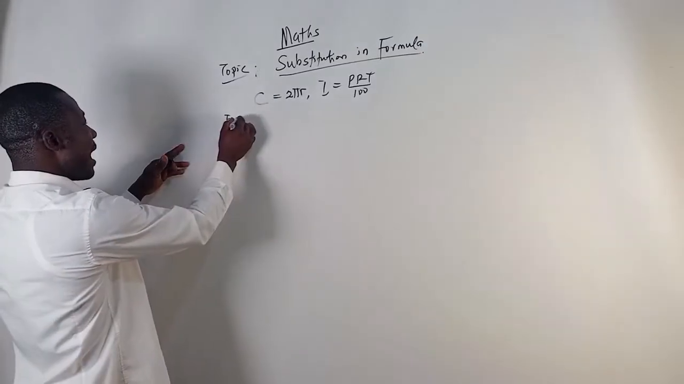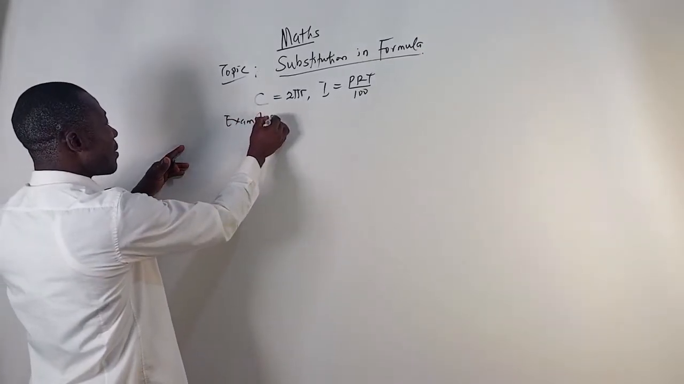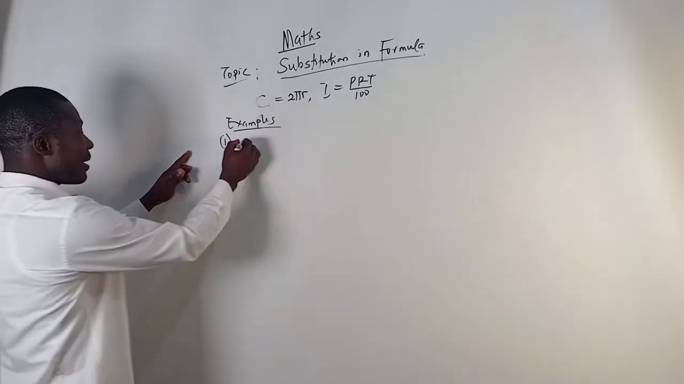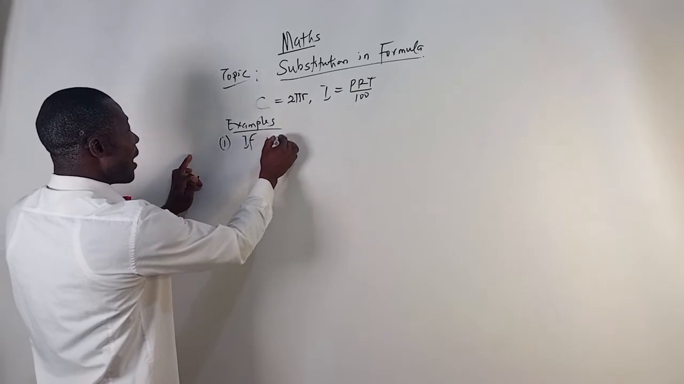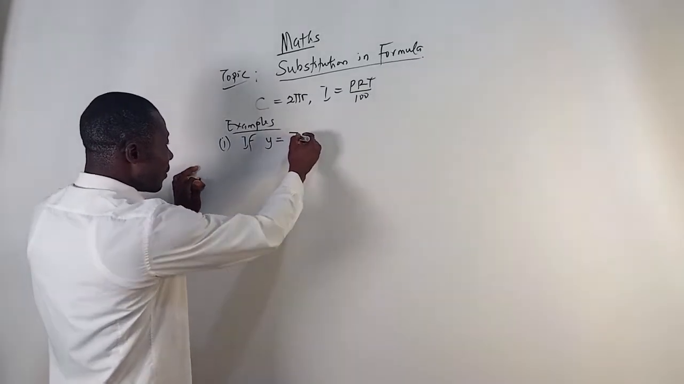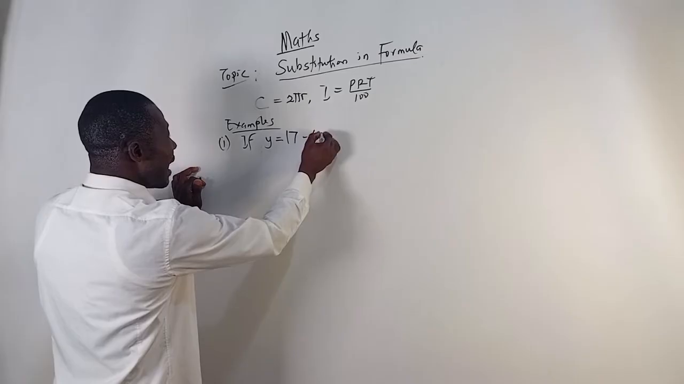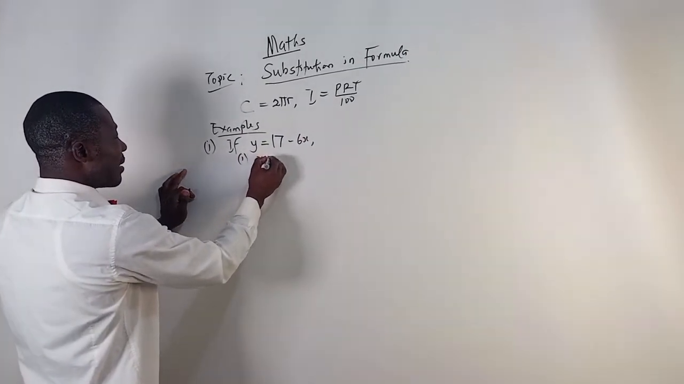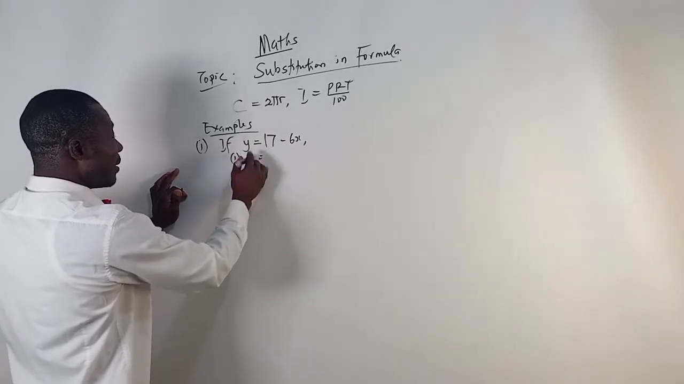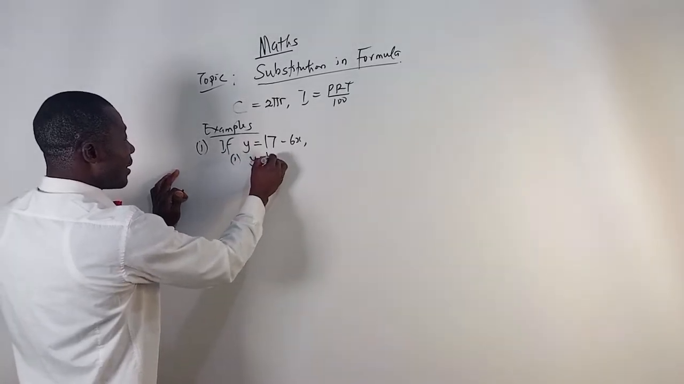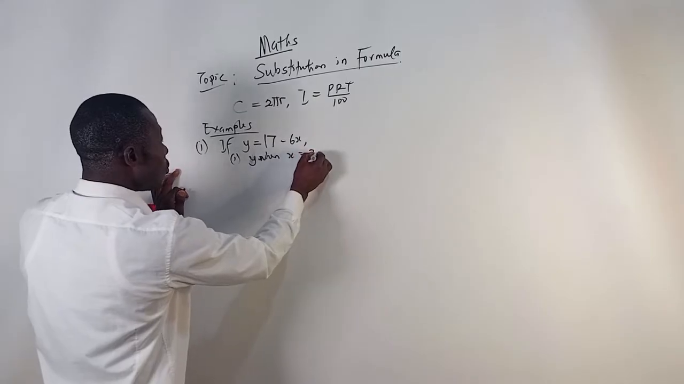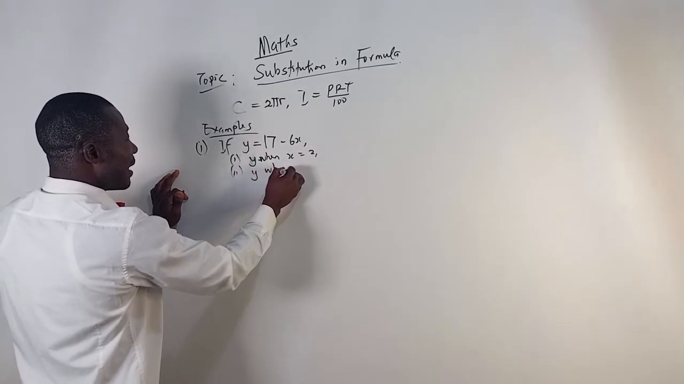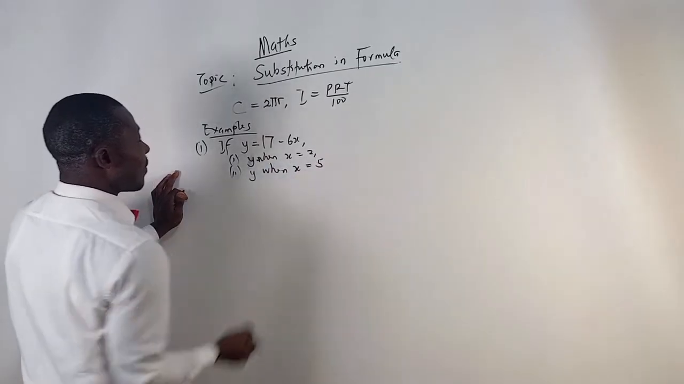Like this. Let's take example number 1. It says, if y equals 17 minus 6x, we are asked to look for x. We have to look for y rather. Look for y when x equals 2. Another question, we should look for y when x equals 5.